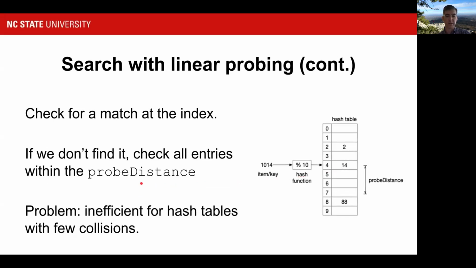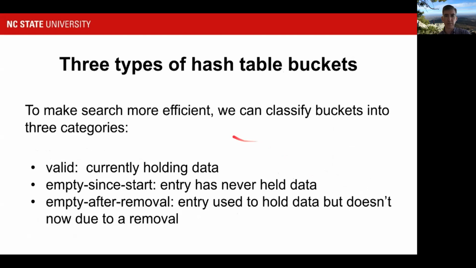So we'd like to fix this. We'd like to avoid extra searching within the probe distance if we can. And so this is actually pretty easy to fix. All we need to do is recognize a basic idea. If we've never put data in a hash table index, then that means linear probing has never inserted something there, which means we don't need to look any further. We can stop the search immediately.